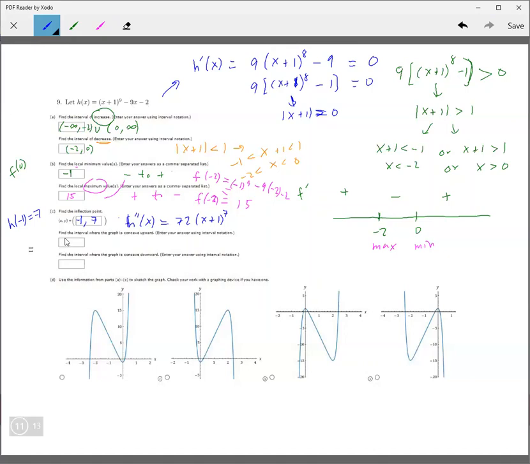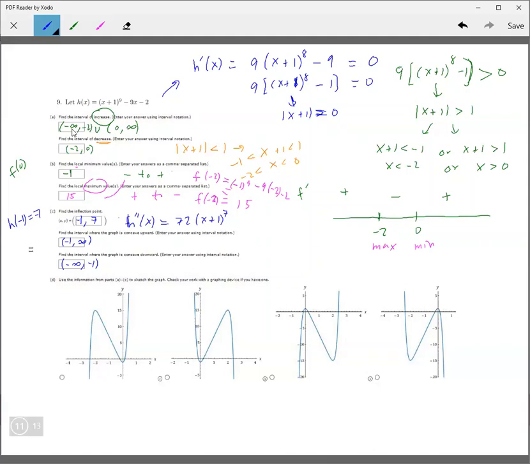Okay, so find the intervals where it's concave upward. That's going to be from -1 to infinity. And then concave downward will be from -infinity to -1, because it changes right here at -1. And then sketching the graph.